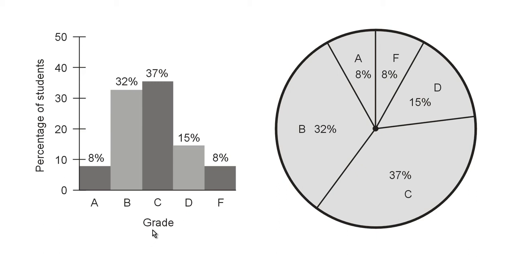And you grade the test results with the grades A, excellent, B, good, C, average, D, poor, and F, failing. And you get 8 of the 100 students, you'll give an A. 32 of them you'll give a B, 37 of them you'll give a C, 15 of them you'll give a D, and you'll flunk 8 of them.